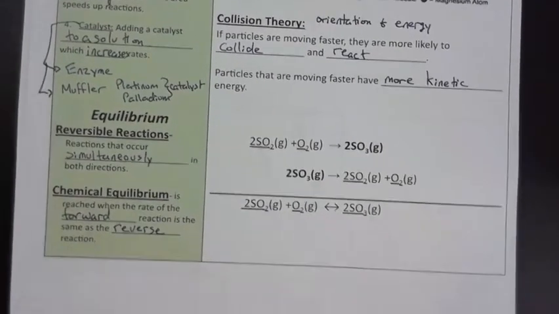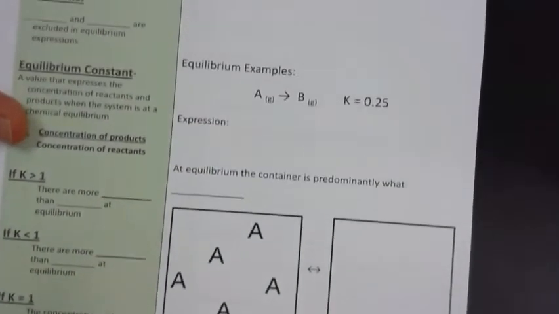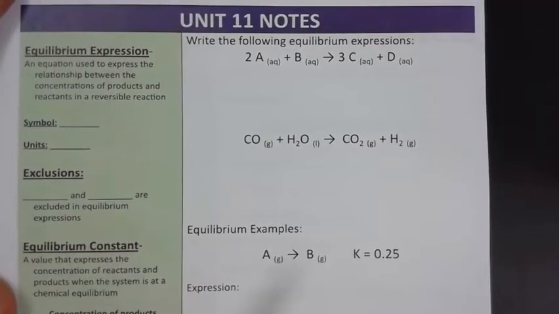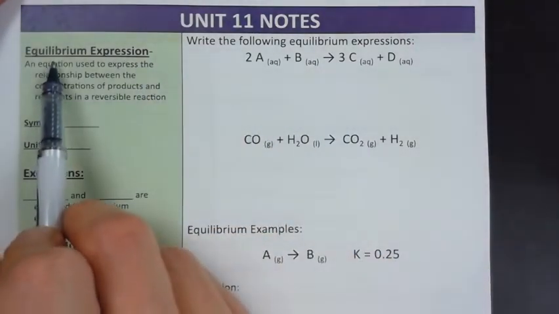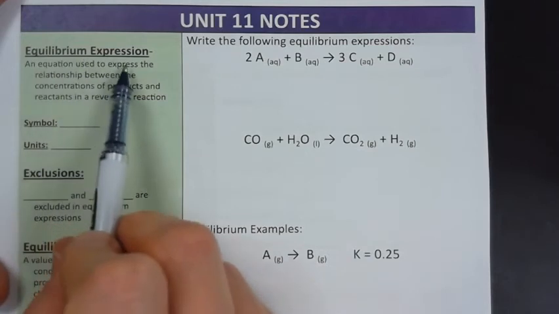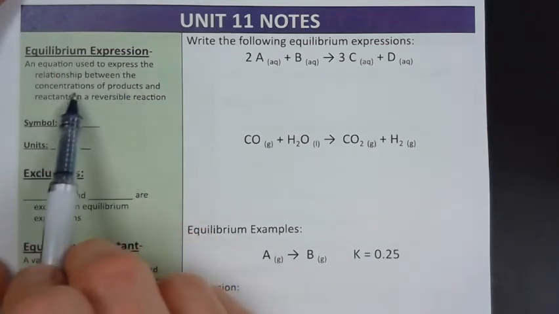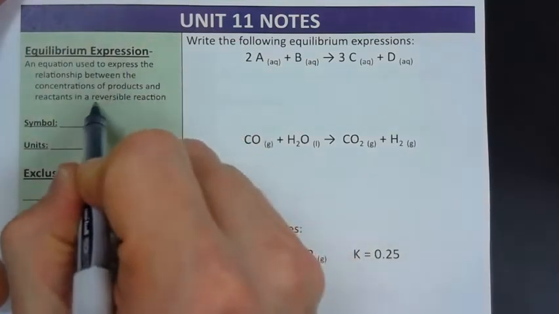Okay? I want to talk a little bit more about some of the terminology that we're going to see in terms of an equilibrium. And then in the next video, we'll get a better visual of what it actually means to have achieved an equilibrium. Okay? So again, for these types of reactions, we're going to use something called an equilibrium expression. And that's an equation used to express the relationship between the concentrations of products and reactants in a reversible reaction.